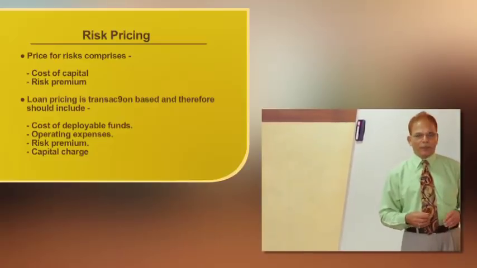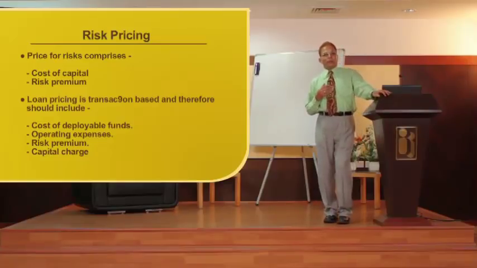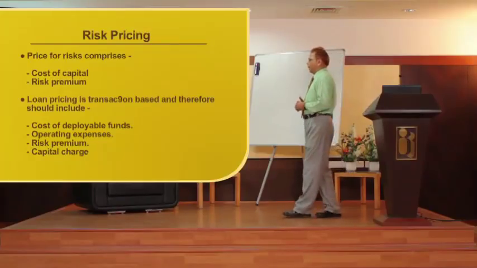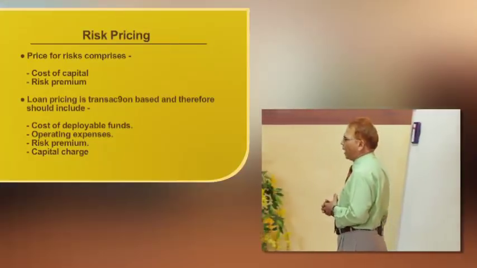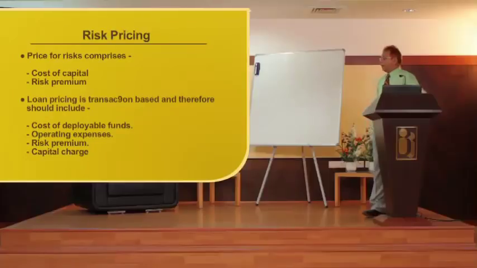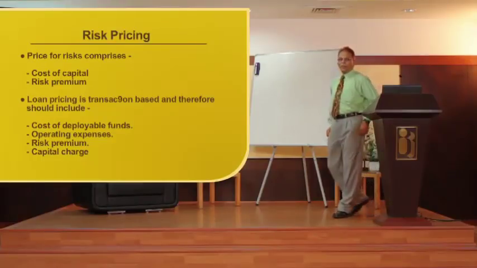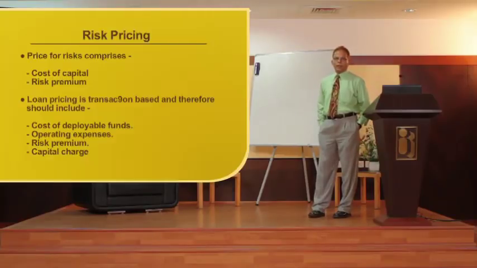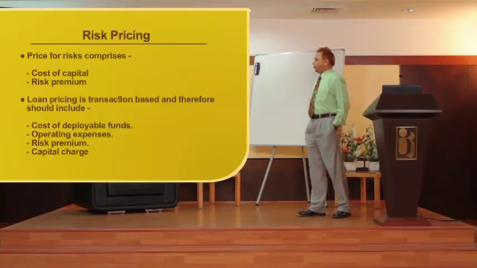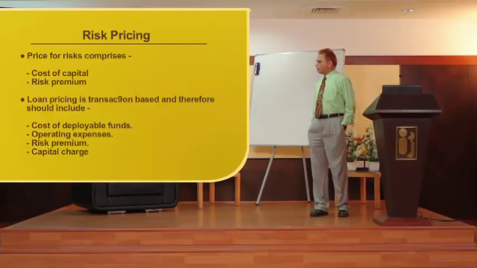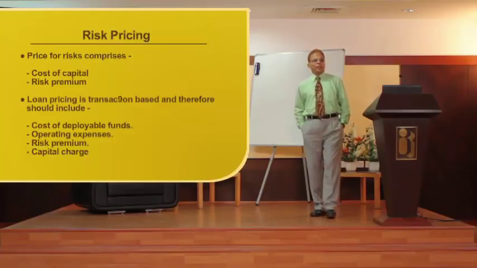Now the capital charge. If you specifically talk about the banking sector, there is a minimum capital adequacy ratio which is stipulated by the regulators, and the bank needs to maintain capital to absorb any unanticipated losses. Now the capital charge is basically the cost of capital. So banks need to maintain capital to support their assets as per the regulators' requirements. So basically what goes into the risk pricing is the cost of capital required to support that kind of activity.